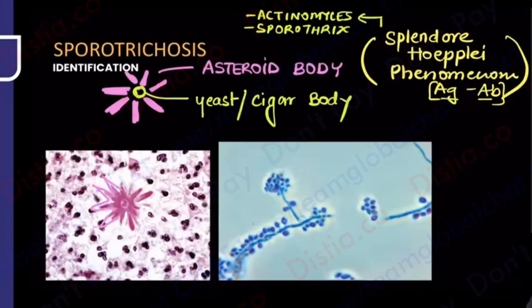So that yeast, that organism, is the cigar body, and around it, all of this starry thing that you've got, that is the asteroid body. So you've seen the stars, you've seen the cigar.